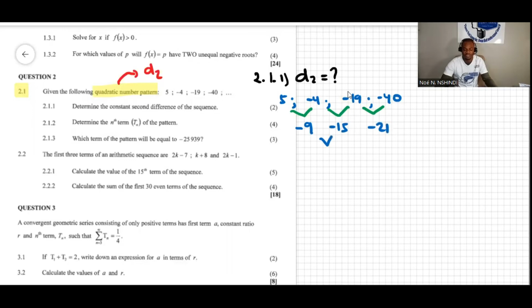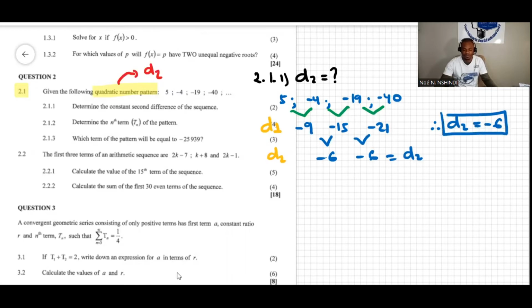And now that was the first difference, D1. Now we're going to find D2, the second difference, which will be -15 minus -9, which makes -15 plus 9, and that makes -6, and -21 minus -15 makes -6. Now this is D2. So we can say therefore D2 is equal to -6. That's the second difference.